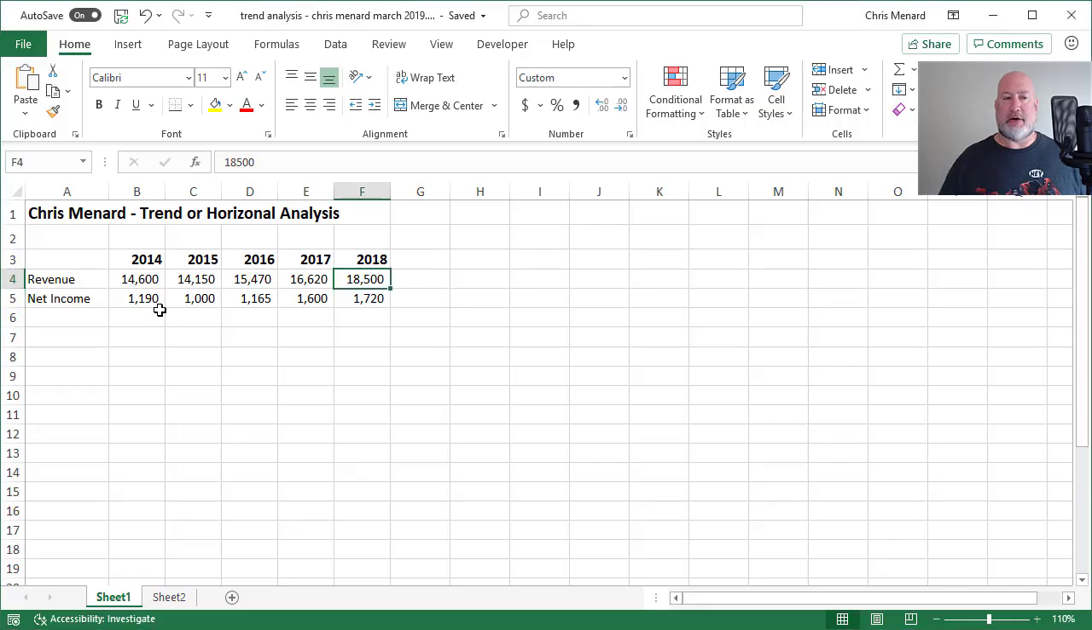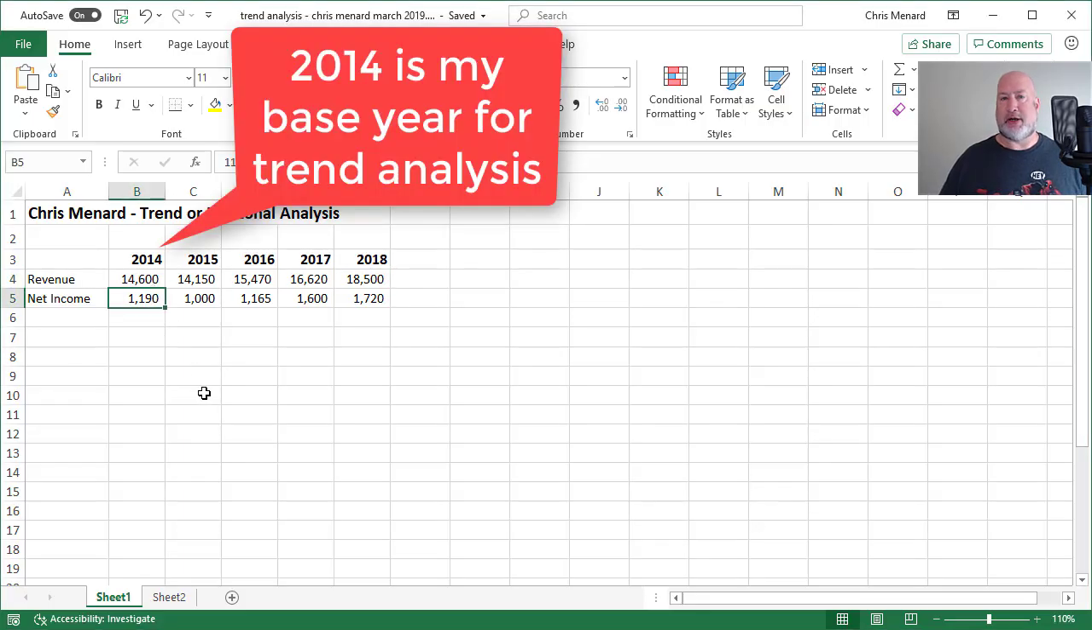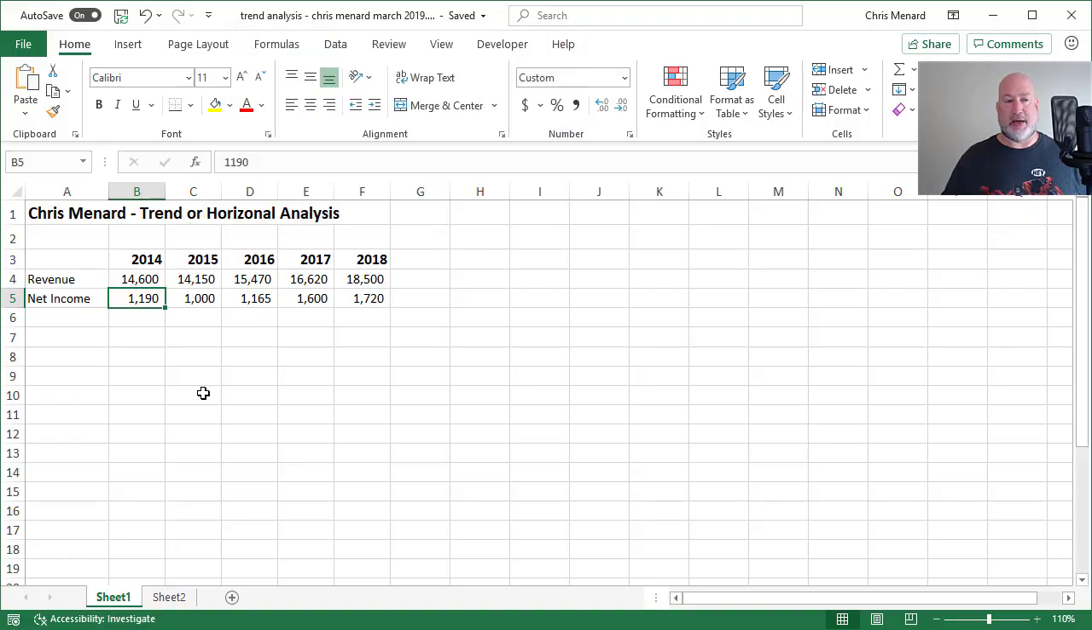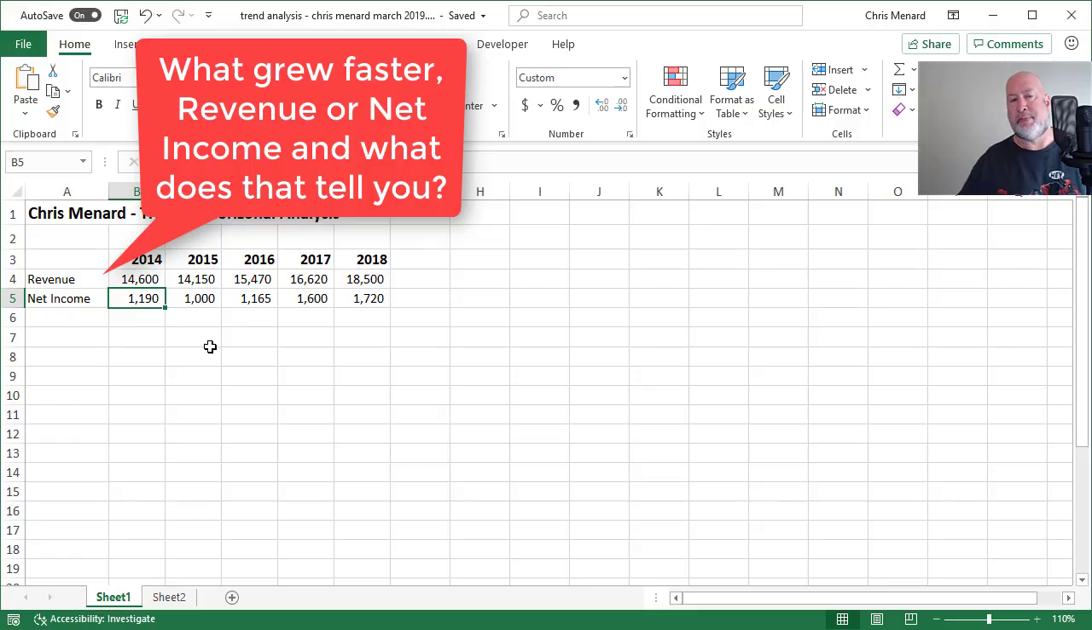Your base year, so for me, my base year is the year 2014. It needs to have positive numbers, so I don't need to have a net loss. I need to have a net income. It also doesn't need to be zero. So I can see over this 5-year period that revenue is going up, except for 1 year it looks like it dipped. I can also see my income is going up, except for the year 2015 when it dipped.